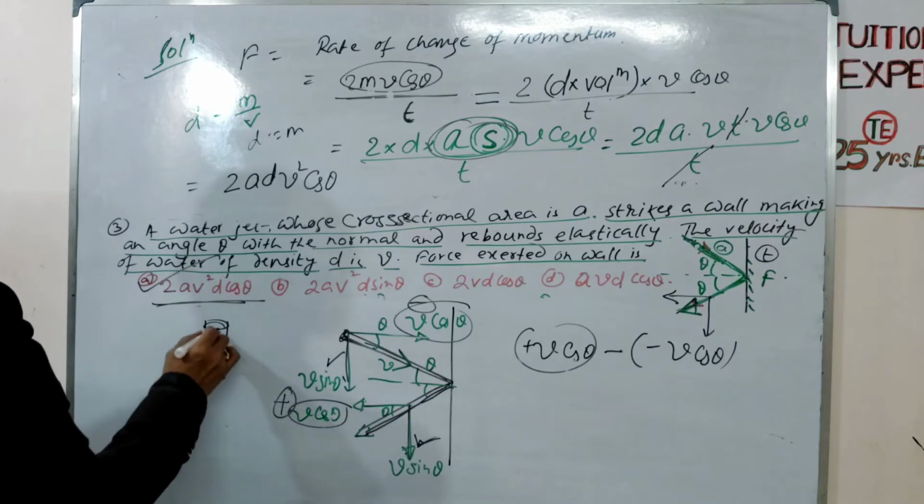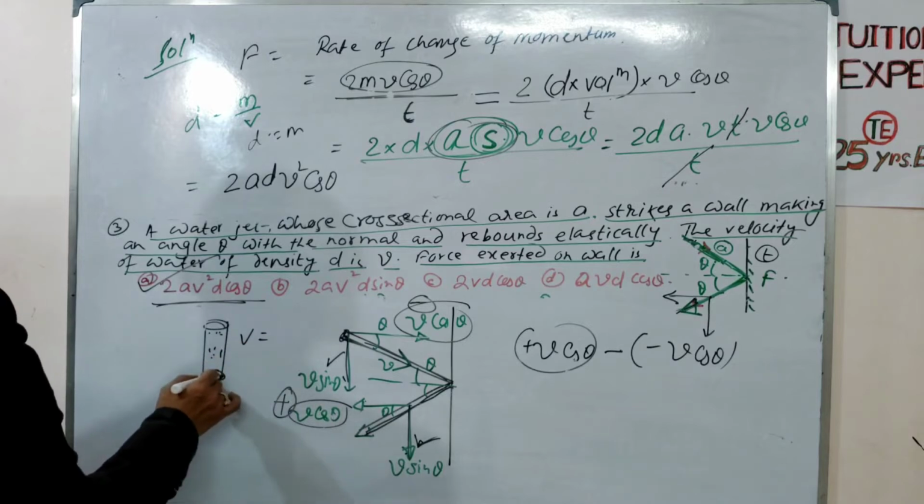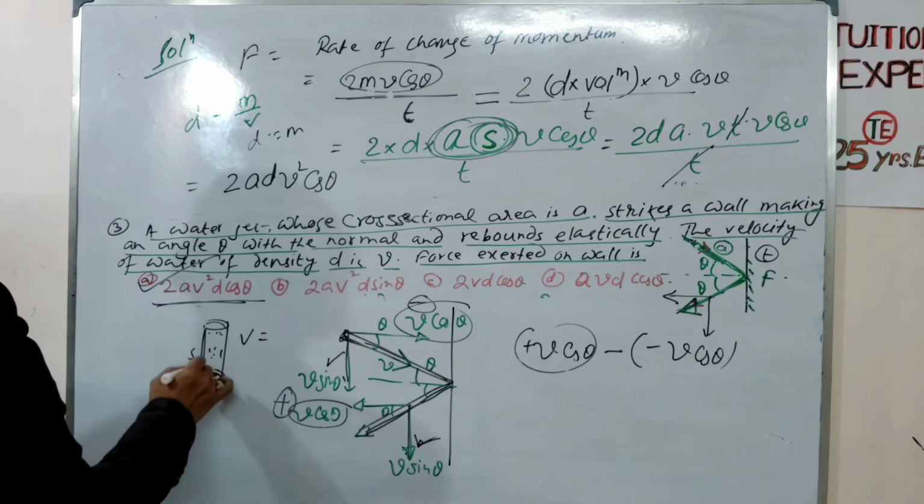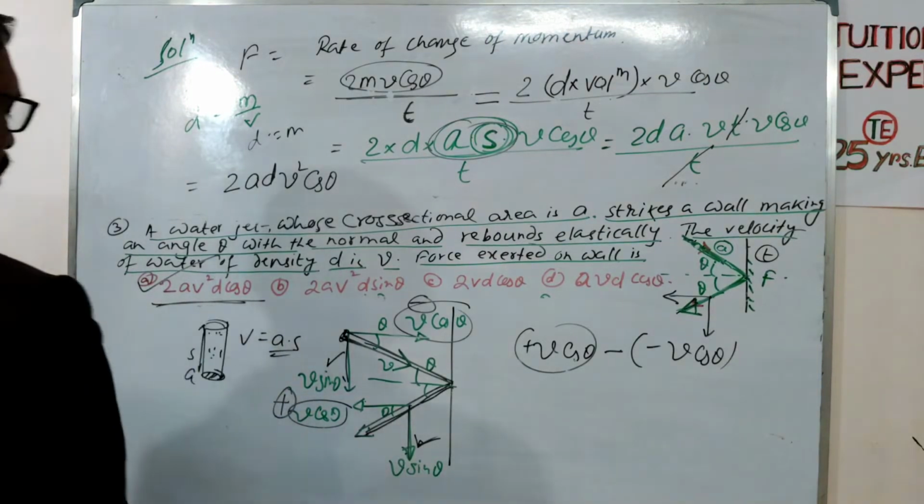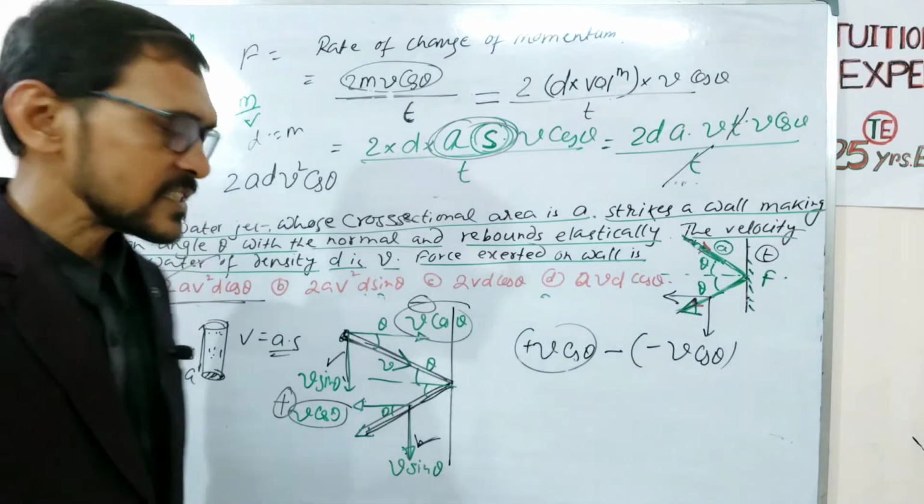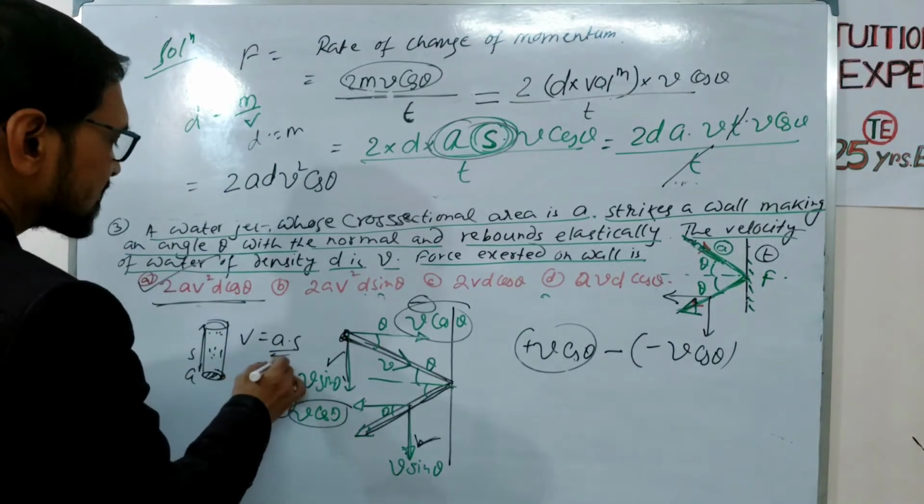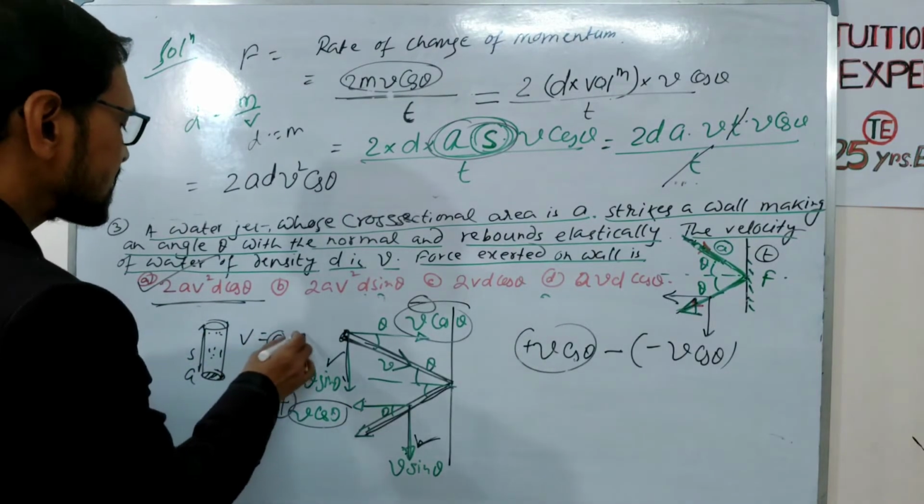Suppose this is a water jet in cylindrical form. What is the volume? Volume equals area into distance, area into height. Height is always distance. The volume of the cylinder is pi r square into h. Pi r square is the cross section area and h is the height. So the volume of the cylinder is always cross section area into distance.